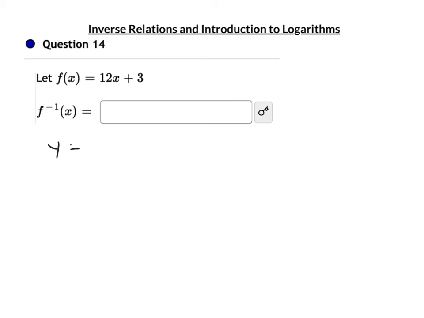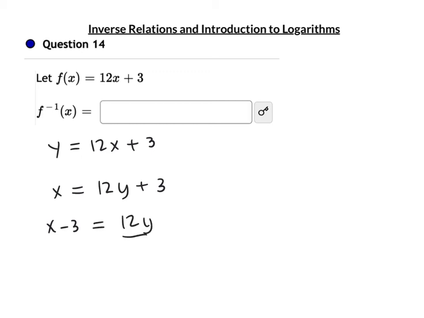Our equation on number 14 is y equals 12x plus 3. To find the inverse, we'll switch the variables. x equals 12y plus 3. We'll take a 3 off each side. x minus 3 equals 12y. We're getting y by itself. Divide both sides by 12. And y will equal x minus 3 over 12.